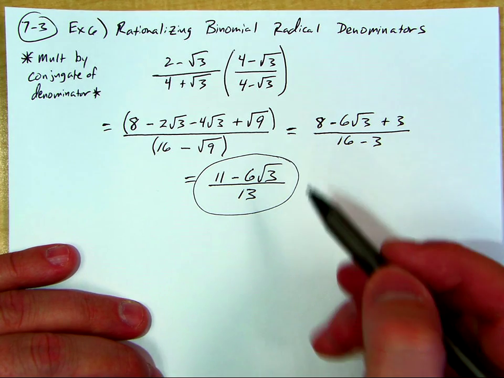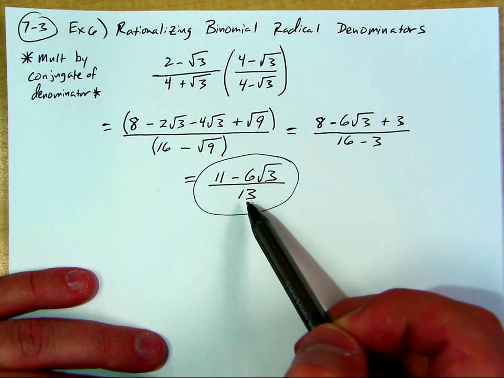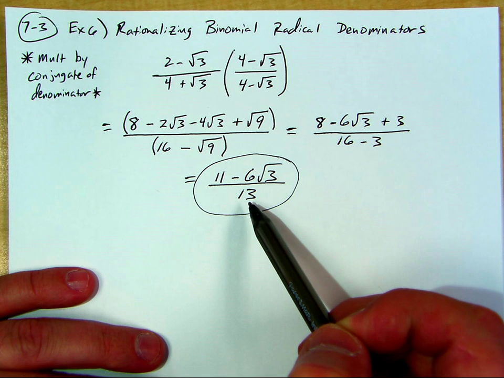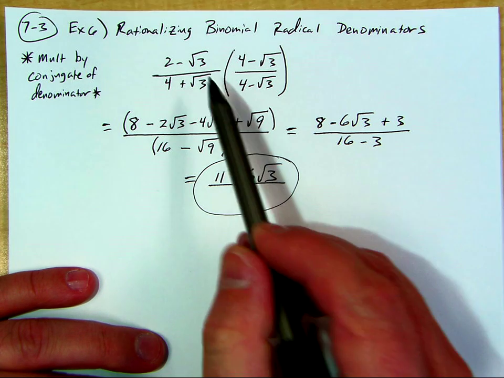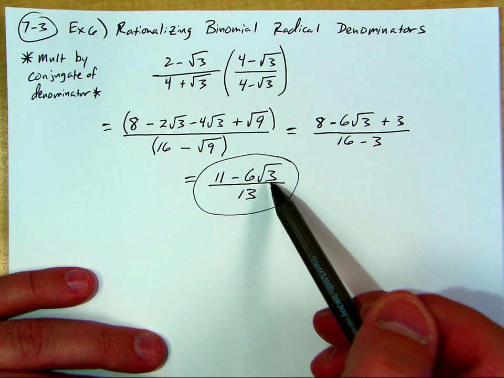A lot of times there's no rhyme or reason how we get the numbers from here to here. Very, very rarely do you see common terms, except for the radicals, last from one expression to the other when you're rationalizing it.